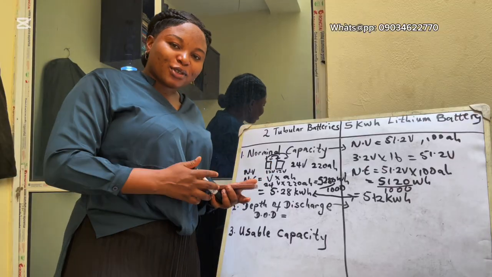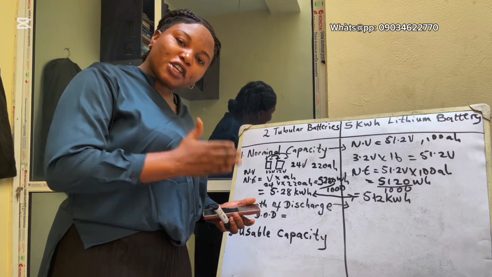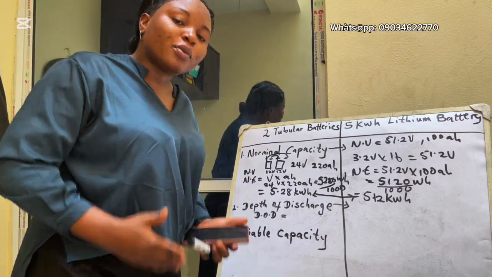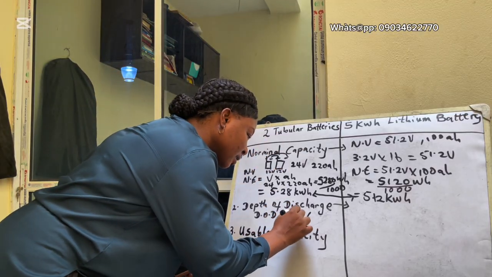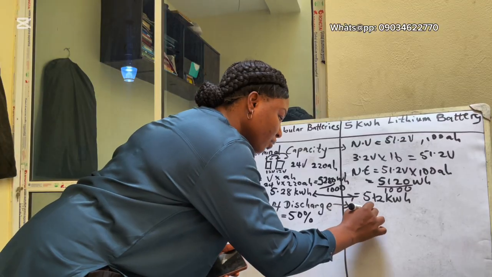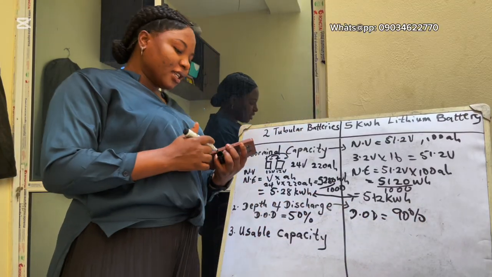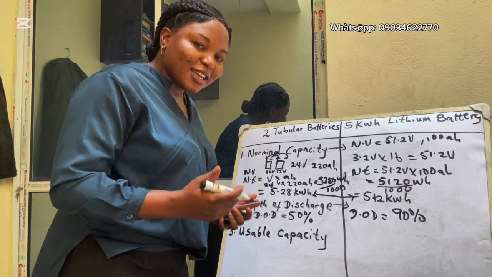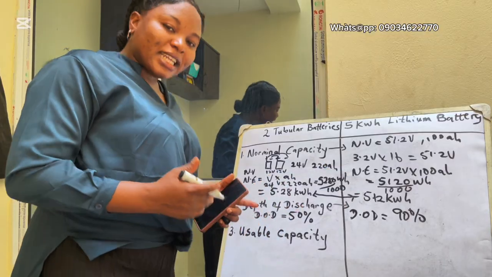But let's find out. Now the second factor we're going to look at is the depth of discharge of each of the batteries, that is the DOD. The DOD of tubular battery is 50%. Then for lithium battery, you have the DOD to be 90%. A good lithium battery, please, a good lithium. That's why you don't have to get a quack to get it for you. So these are the depths of discharge.